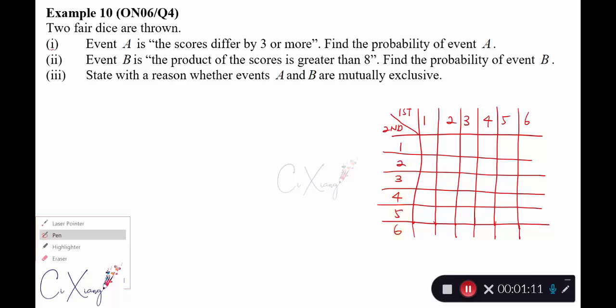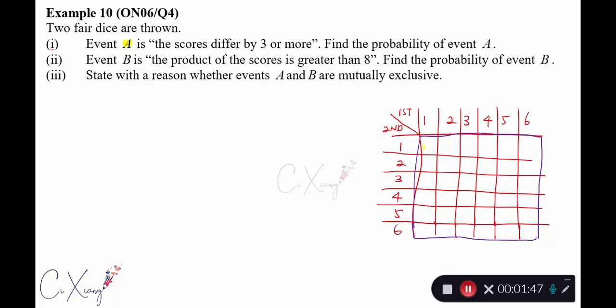From here, you should know that we have 36 elements in the sample space. All the purple cells here belong to the elements in the sample space. Now, to answer the question, I will put some results in the possibility space diagram according to the question. So now we look at event A first. Event A means the scores differ by 3 or more. If their difference is 3 or more, then it belongs to event A.